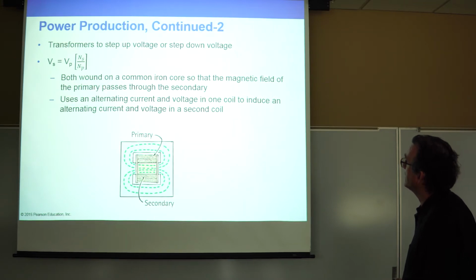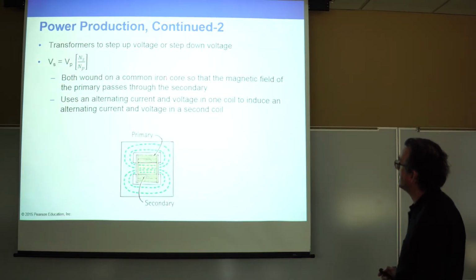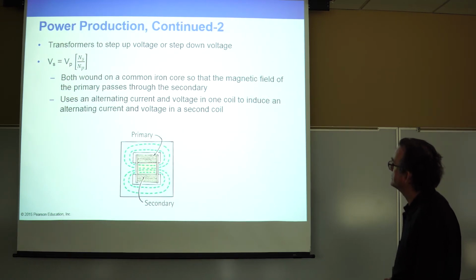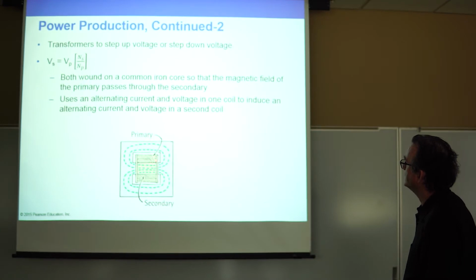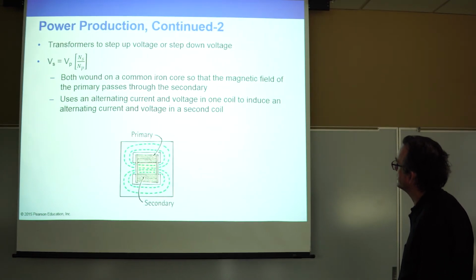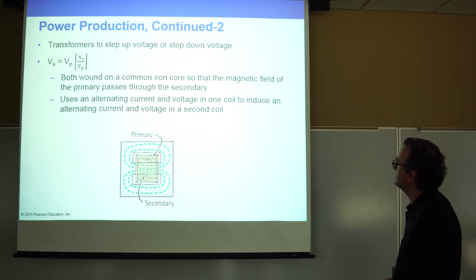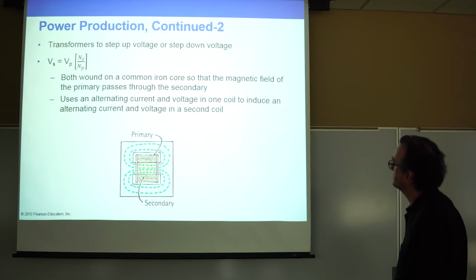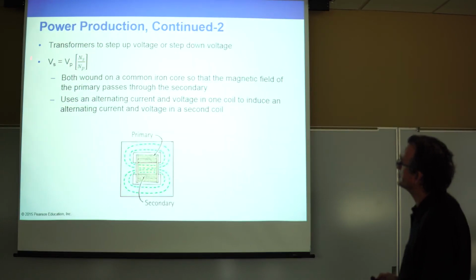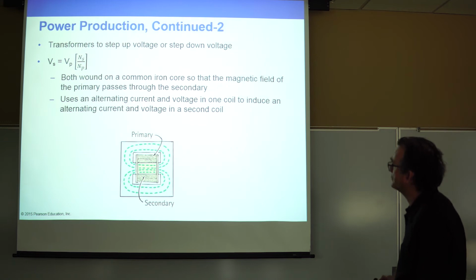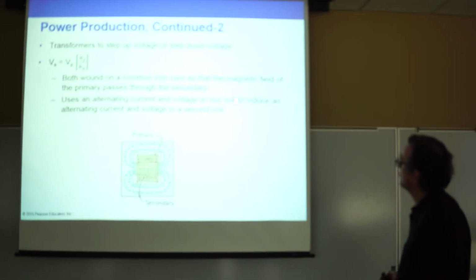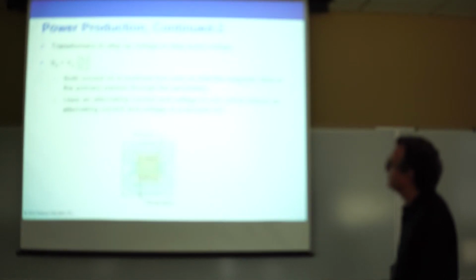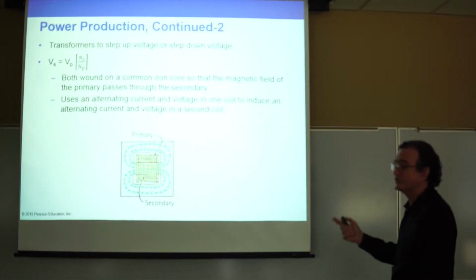Now, typically both are wound on a common iron core, so the magnetic field of the primary passes through the secondary. So here you have the primary windings, and down here you have the secondary windings, and they share a common core of iron to transmit those effects. But the important thing is that this equation only works when you're using an alternating current or alternating voltage in one coil to induce alternating current and voltage in the second coil. So we have to use the property that the voltage is changing with time.